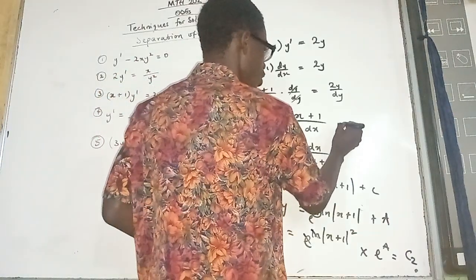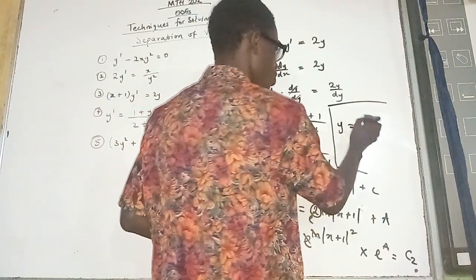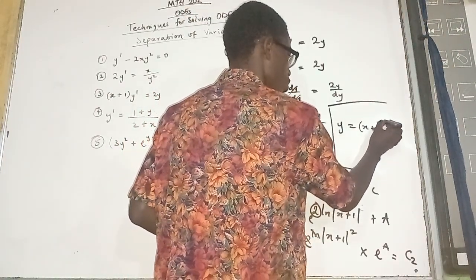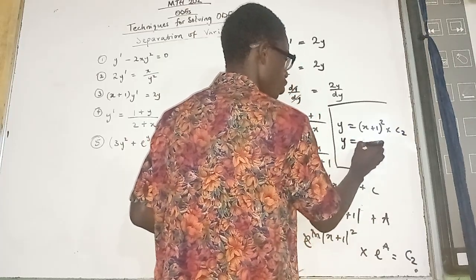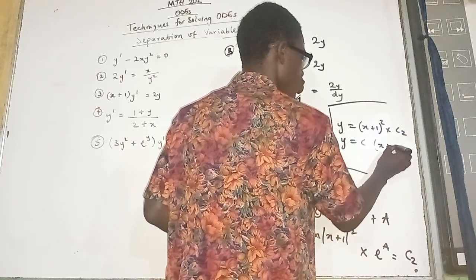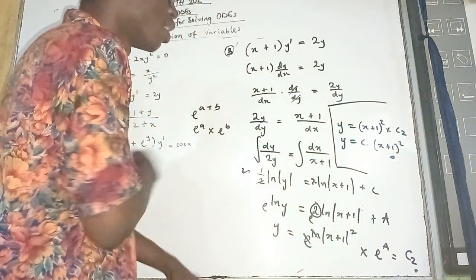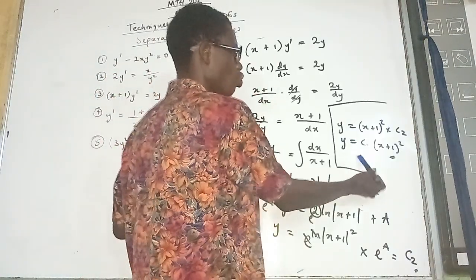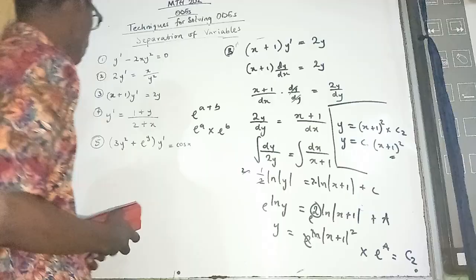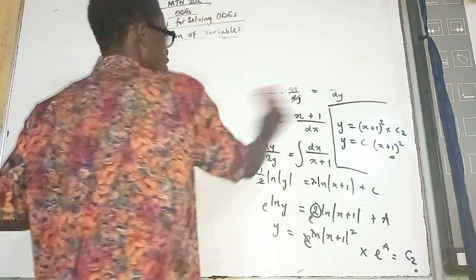So my y equals x plus 1 squared times, now c2, we have c2 here. So y equals c2 (x plus 1) squared. And this is my final general solution for this particular ODE. And this is the final solution. So that's the third ODE we have solved using the separable variable method.